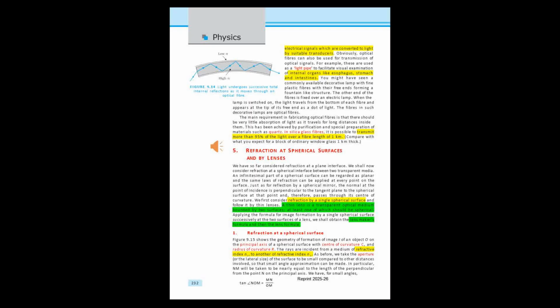Figure 9.15 shows the geometry of formation of image I of an object O on the principal axis of a spherical surface with center of curvature C and radius of curvature R. The rays are incident from a medium of refractive index n1 to another of refractive index n2. As before, we take the aperture, or the lateral size, of the surface to be small compared to other distances involved, so that small angle approximation can be made. In particular, NM will be taken to be nearly equal to the length of the perpendicular from the point N on the principal axis. We have, for small angles, the following equation.